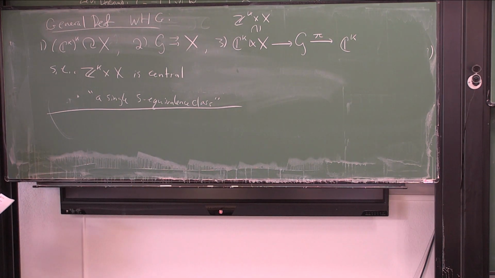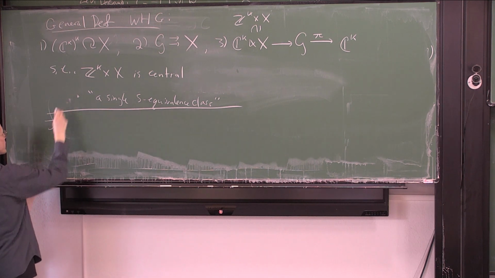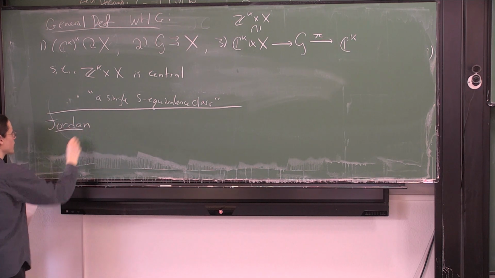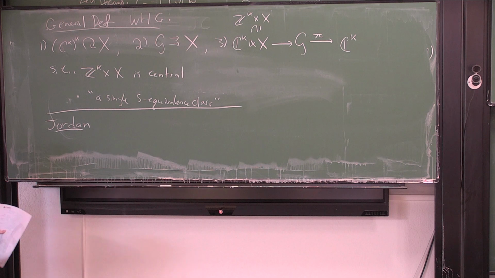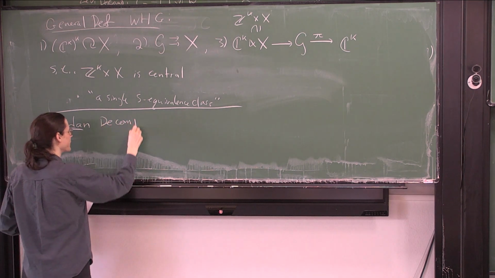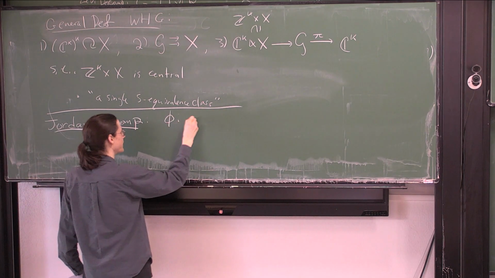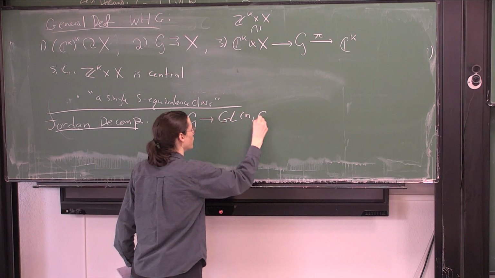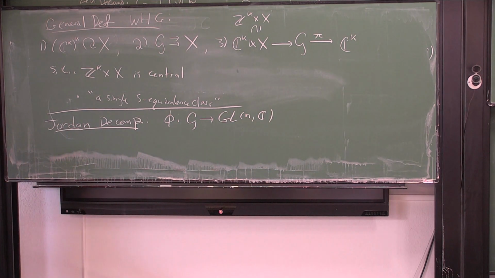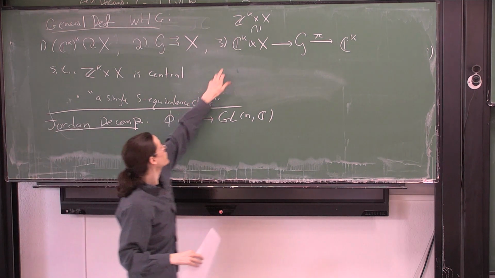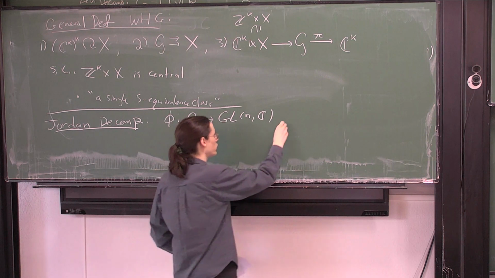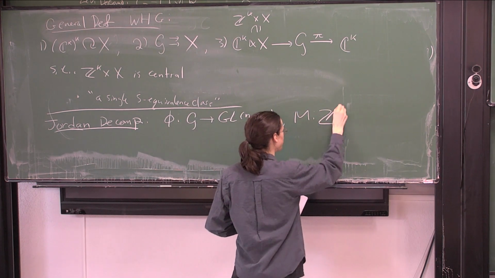So maybe let's just say, for these things, these are exactly the types of things that you can use to define a Jordan decomposition. Okay, so the way that you can do it is as follows. Suppose you have a representation like this. Then by restricting to this Z to the K subgroupoid, you get a monodromy.